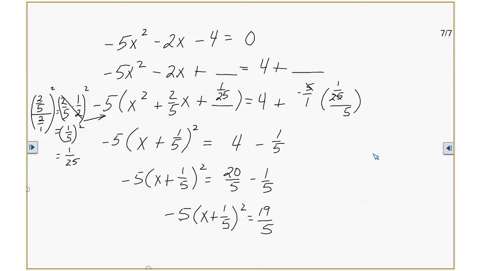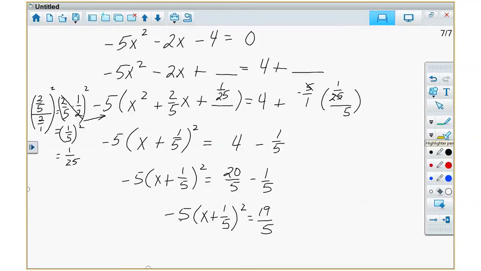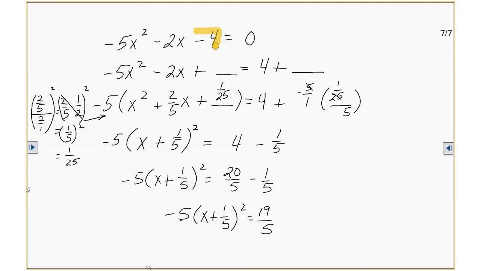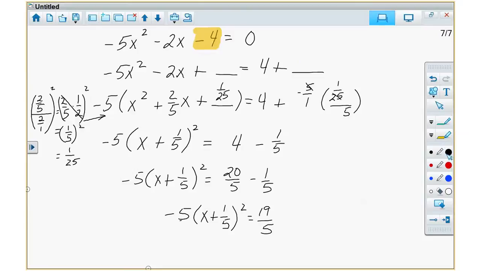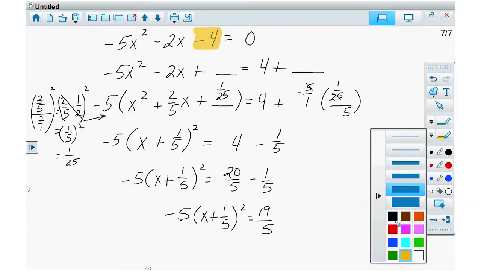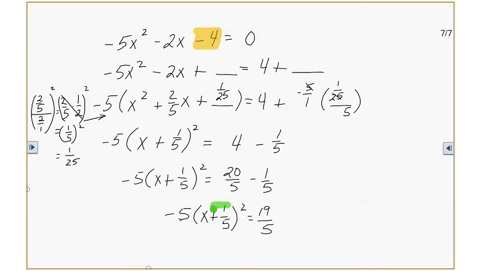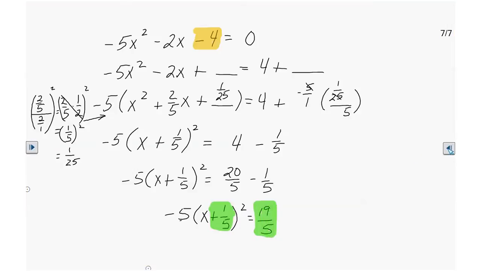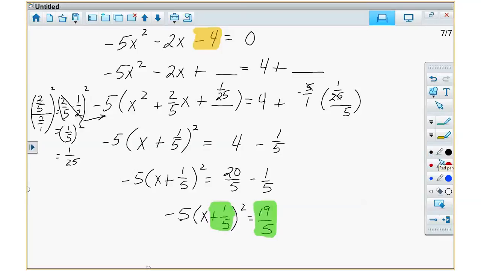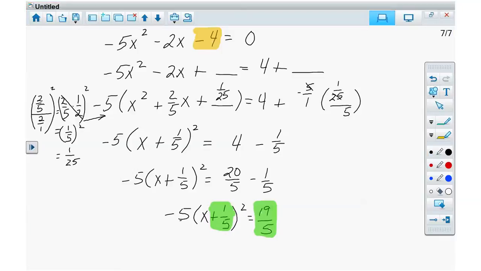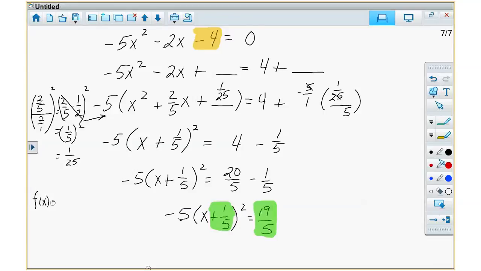Now, what's our y-intercept? Well, you don't even have to write it down, there's your y-intercept. Your vertex, take a green highlighter, and I'm just going to highlight these two guys. There's your vertex, take the opposite of that. Of course, you need to write f of x form. So f of x is equal to -5 times x plus 1/5 quantity squared minus 19/5.